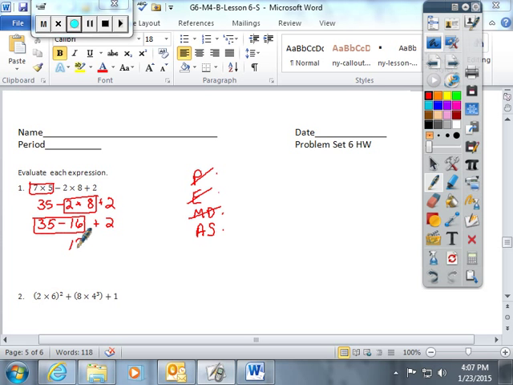35 minus 16 is 19. Then I bring down my plus 2. I box my final step. The answer for this expression should be 21. That was a relatively easy one. They will increasingly get harder.